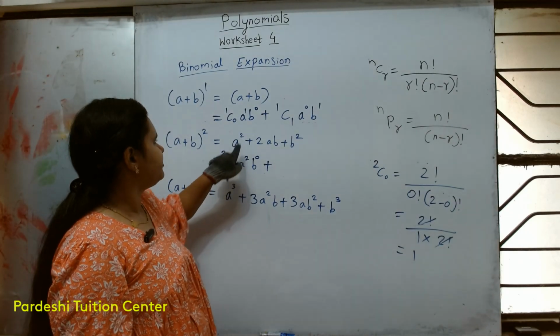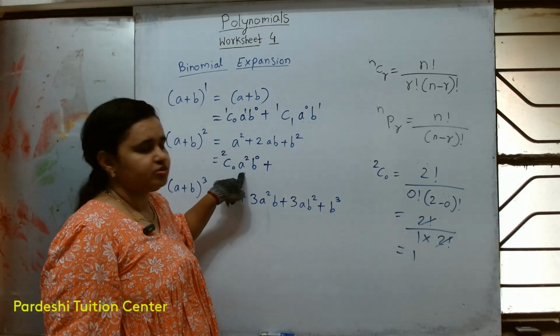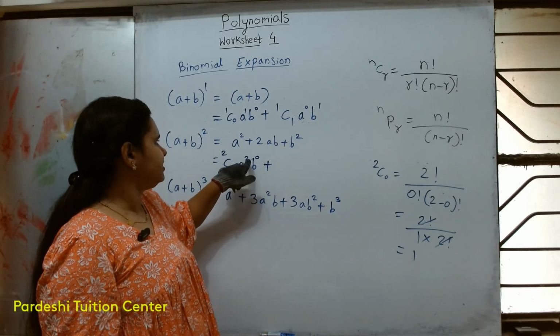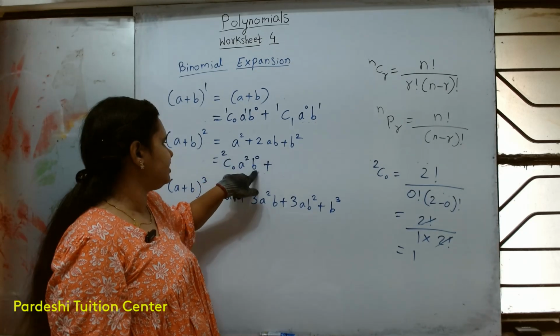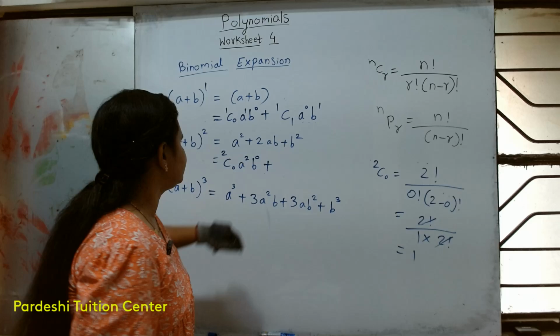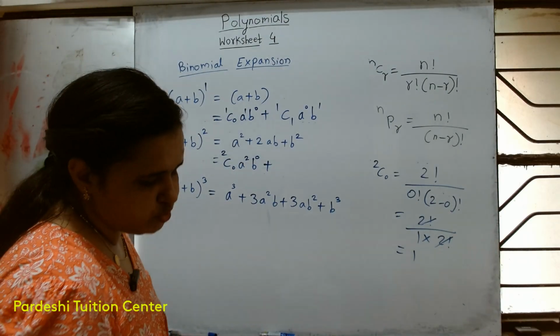Now the power of a is 2 here, so I wrote the power as a square, and b is not present here, so I wrote b to the power 0. Now 2c1.